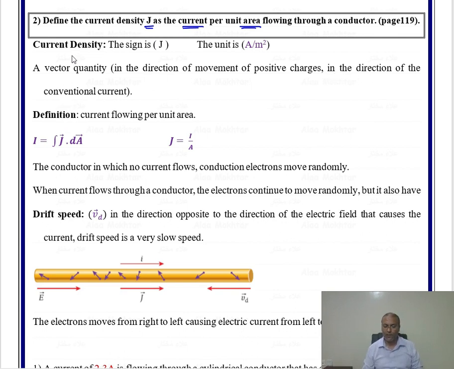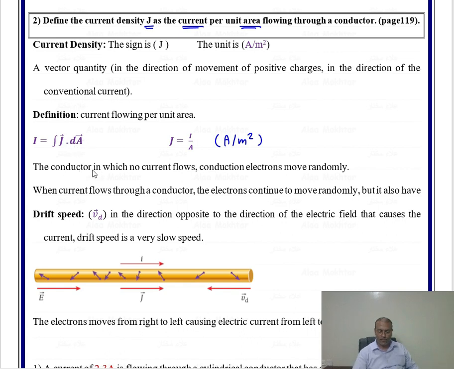Definition for current density: current flowing per unit area. J is equal to I over A. I is current, A is area. So J is measured in ampere over meter square. Ampere for current, meter square for area. And the current is the integration of J dot dA.